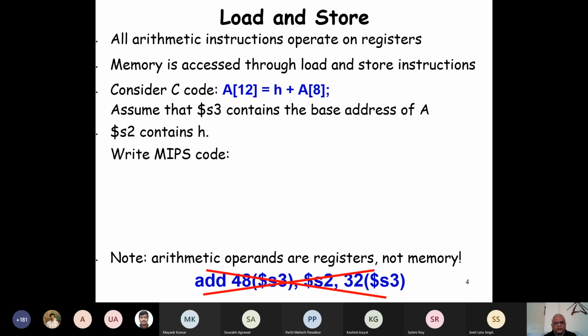So let's write another program. Here, with the array A, we want to add the ninth element to the variable h, and then store it in the 13th element of the array.